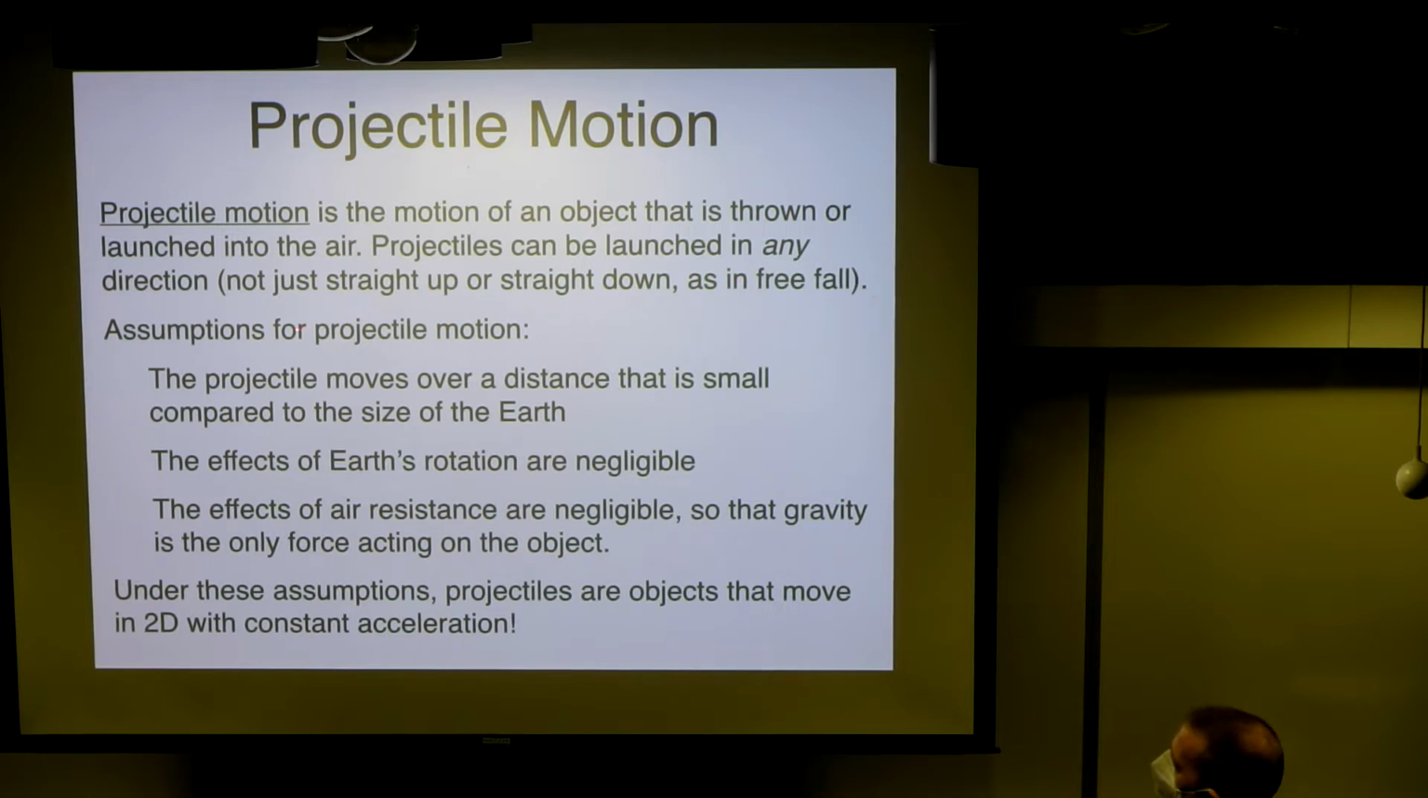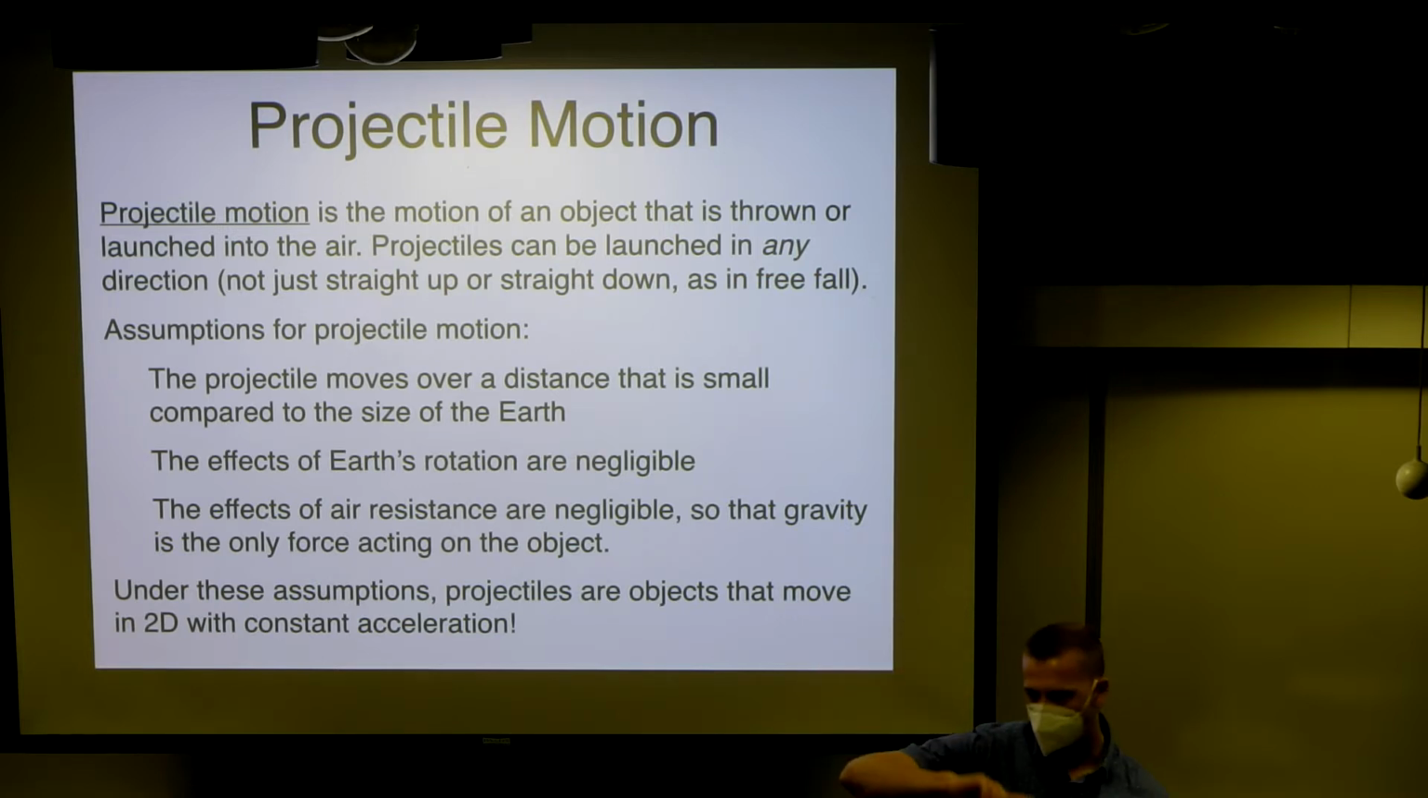Let's just establish some of the assumptions we're making here before we write down the equation. The first assumption we'll make is that whatever our projectile is, it's moving over a pretty short distance compared to the size of the Earth. So we're not talking about launching a missile halfway around the globe. We're just dealing with short distances compared to the size of the Earth. That way, the curvature of the Earth can be pretty much neglected. That's the reason for that.